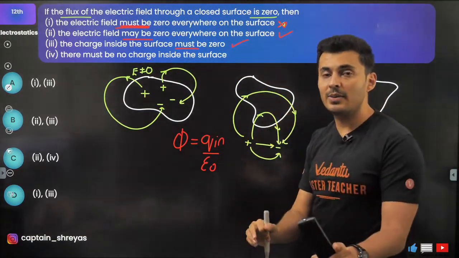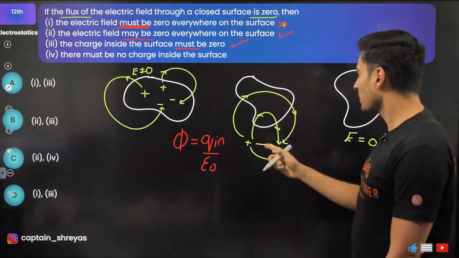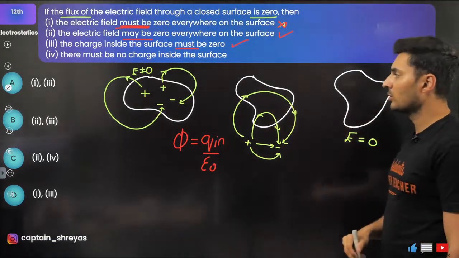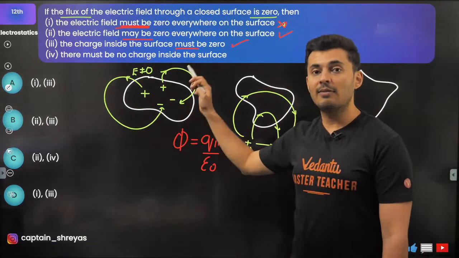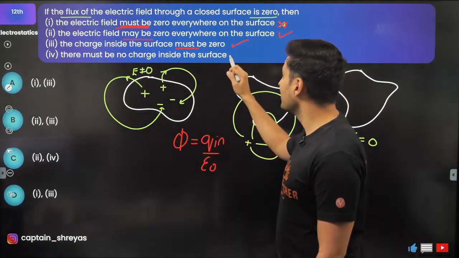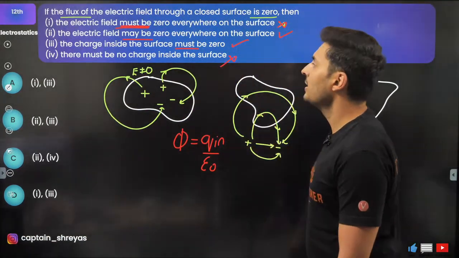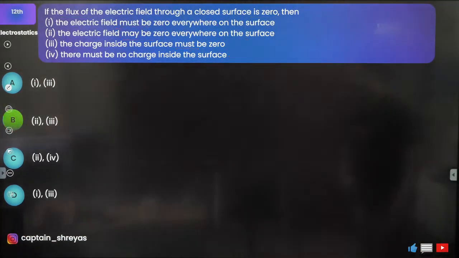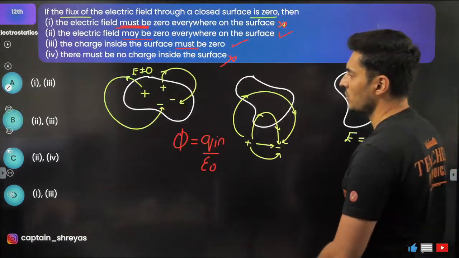There must be no charge. There is a difference between net charge 0 and no charge. Here there is no charge. Here there is no charge. Here there is charge, but the values of the charges cancel. So hence this is definitely wrong. So 2 and 3 are correct. So that is option B, I suppose.